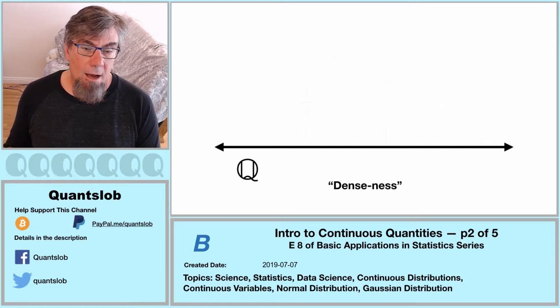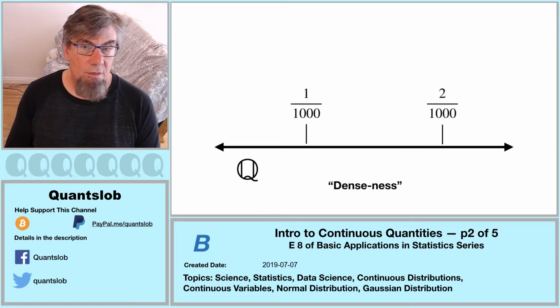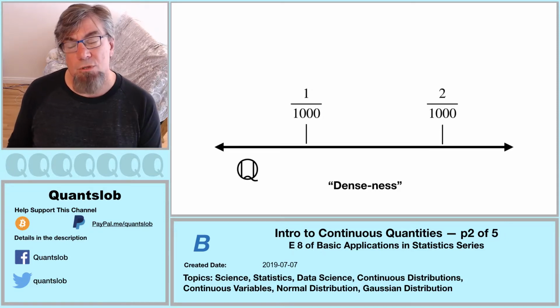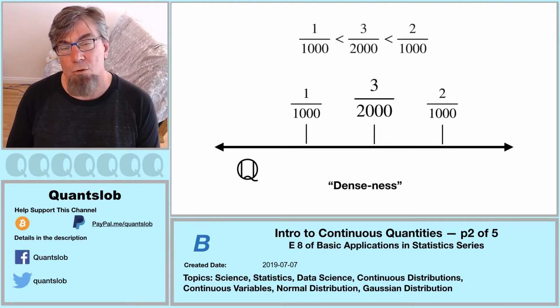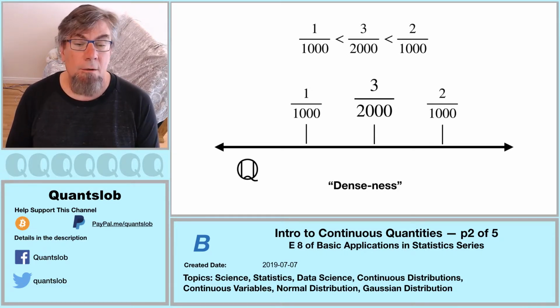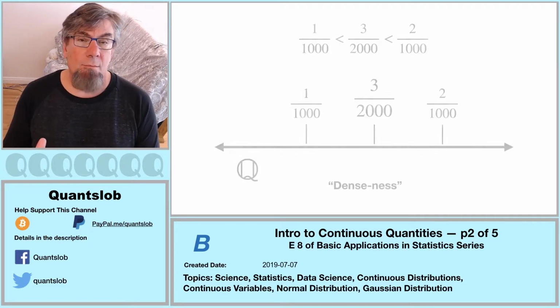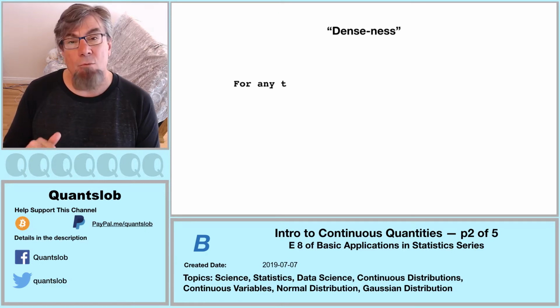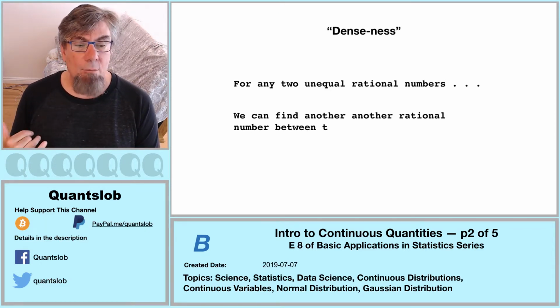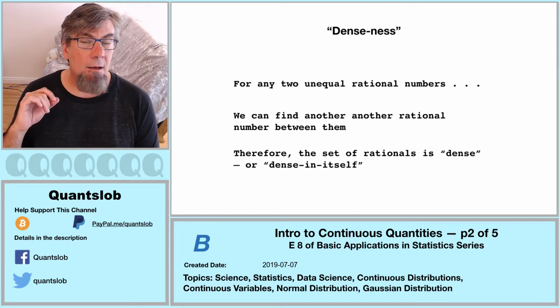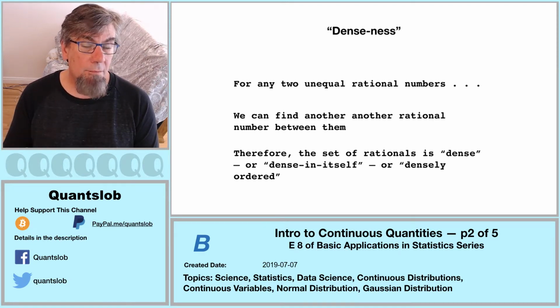One more. Someone chooses 1/1000 and 2/1000. Again, they're both unique rational numbers, and so we'll choose, say, 3/2000. And you can see where we're headed here. The set of rational numbers possesses this fascinating property that for any two different members, we can always find another member that sits between them, meaning that it's greater than one of them and less than the other.